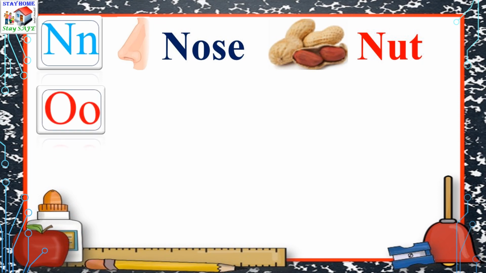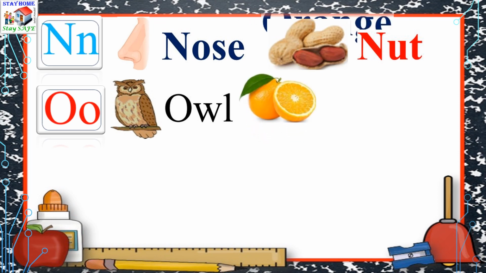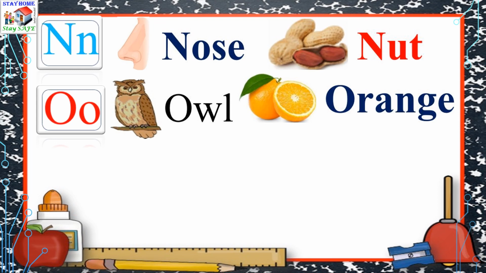Then letter O. O is for owl. O-W-L. Owl. Owl means pecha. Then O is for orange. O-R-A-N-G-E. Orange. Orange means kamla lebu.